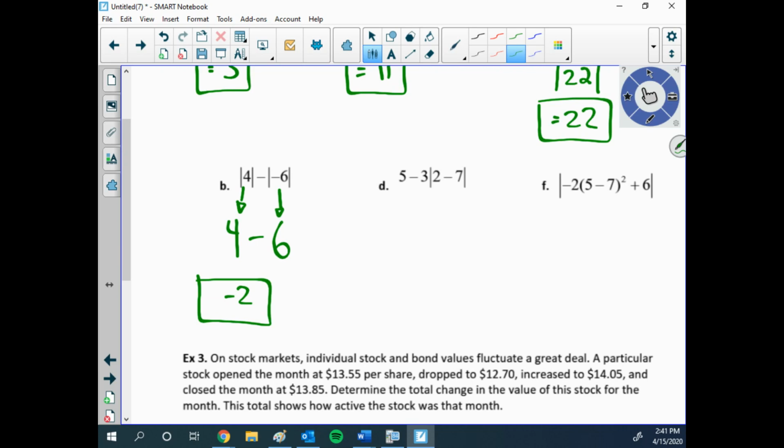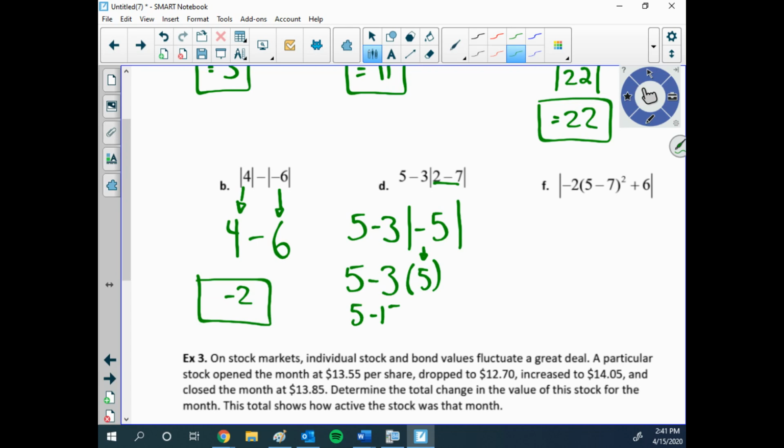Next one, again, I want to treat these brackets as if they're part of my BEDMAS, so I'm going to do inside of here first. So this is 5 minus 3 times the absolute value of 2 minus 7. Well, 2 minus 7 is a negative 5, but I want to take the absolute value of that. So this is 5 minus 3 times, what's the absolute value of minus 5? It's a positive 5. Now I can solve.